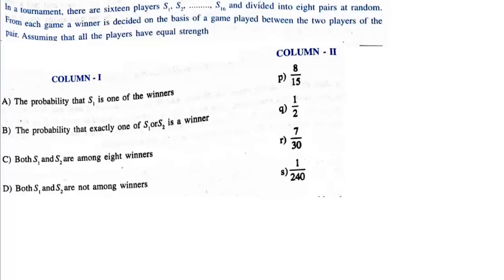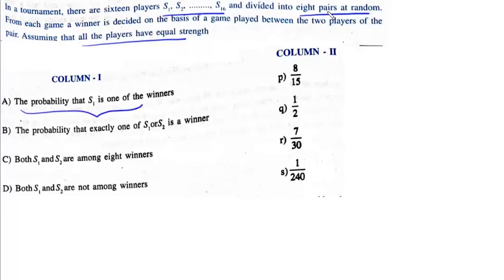Now here we have a matching question, and it says in a tournament there are 16 players, S1, S2, S3 up to S16, and they are divided into 8 pairs at random. From each game, a winner is decided on the basis of the game played between the two players of the pair. Now assuming that all the players have equal strength, first we need to find the probability that S1 is one of the winners.